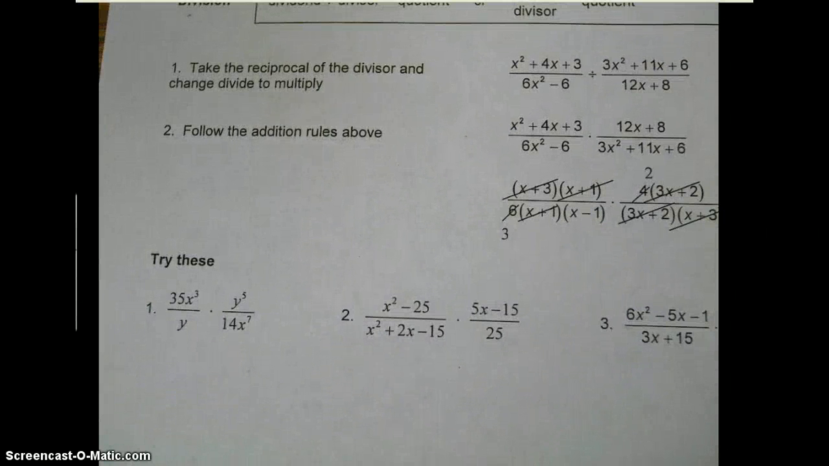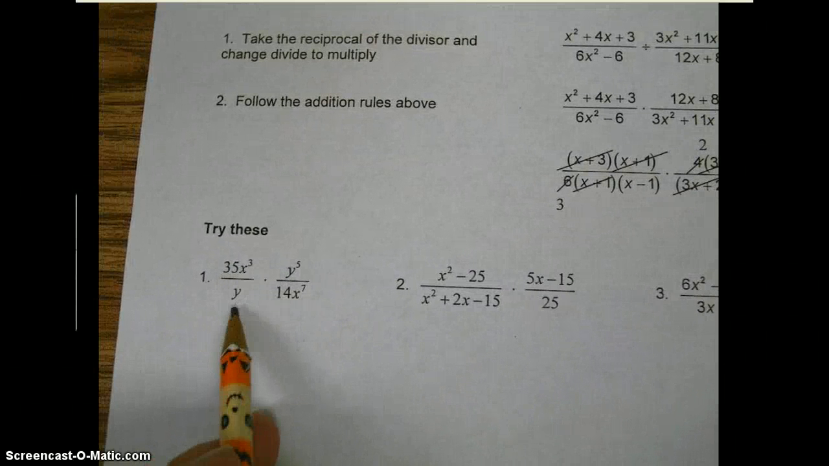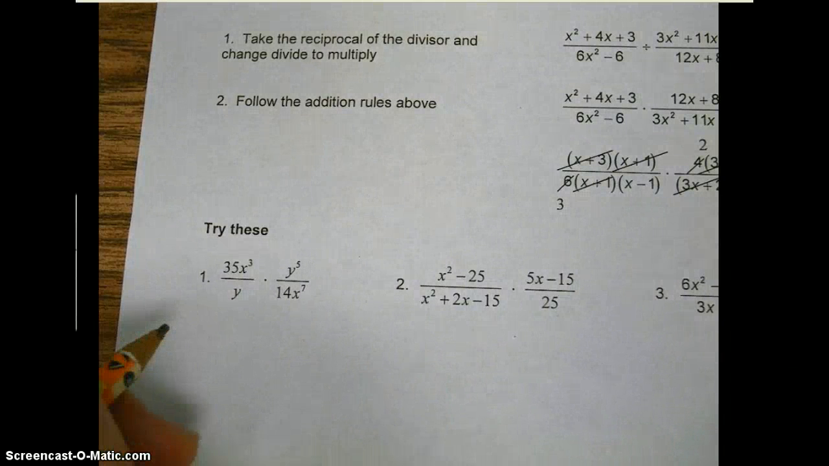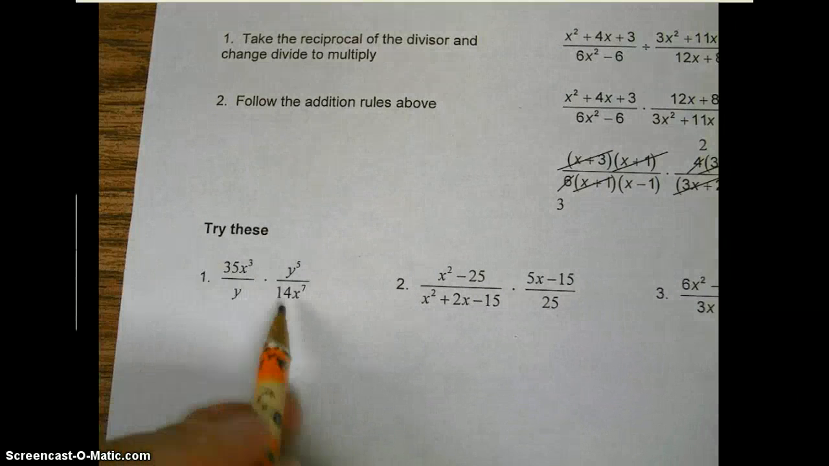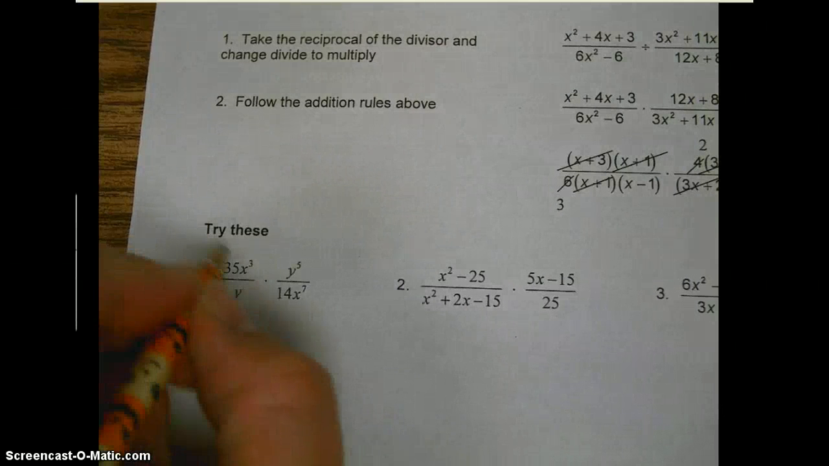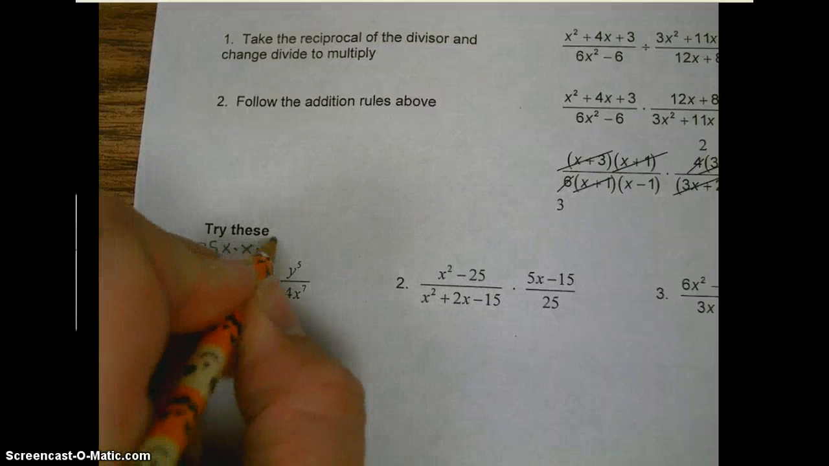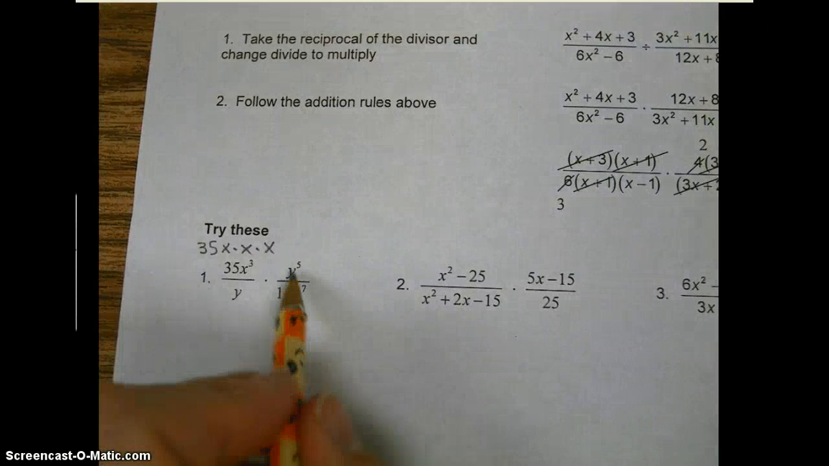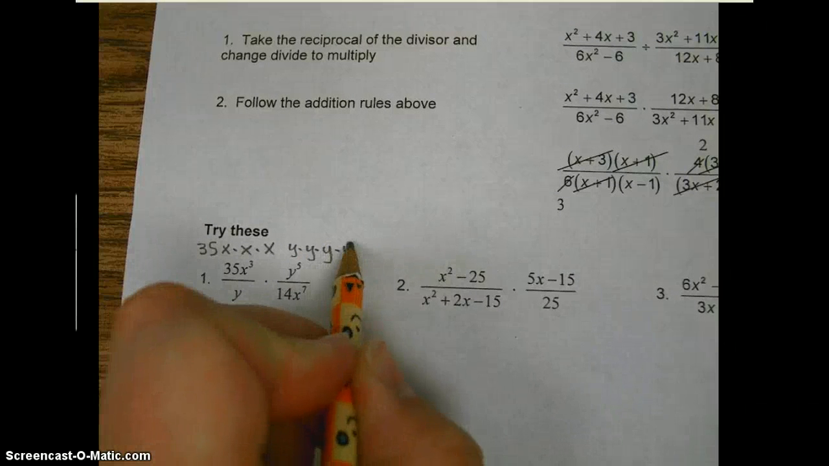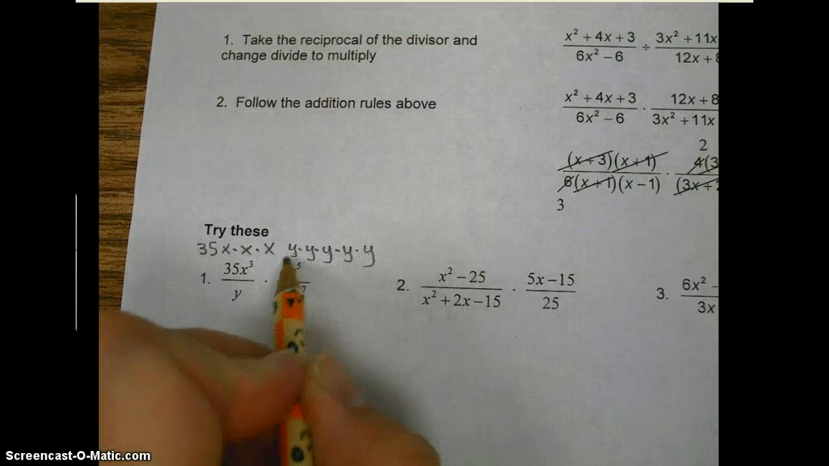So let's start off with a multiplication. So we have 35x cubed over y times y to the fifth over 14x to the seventh. First thing we want to do is cancel what we can before we multiply. So remember, this is the same thing as 35 times x times x times x. And this is y times y times y times y times y. 1, 2, 3, 4, 5, because that matches the exponent.